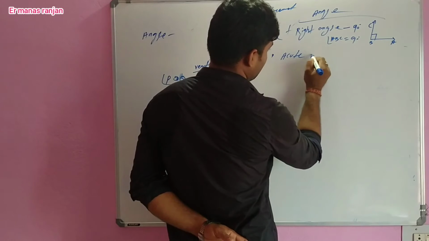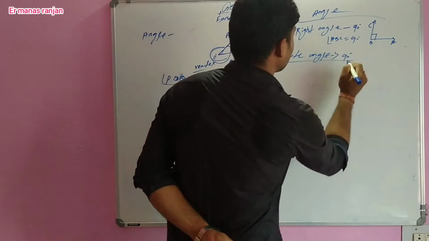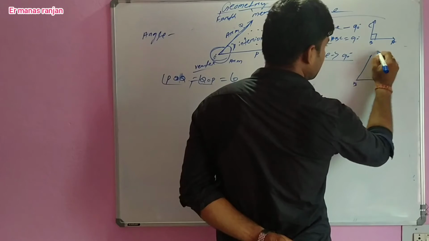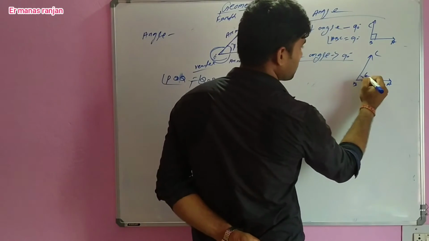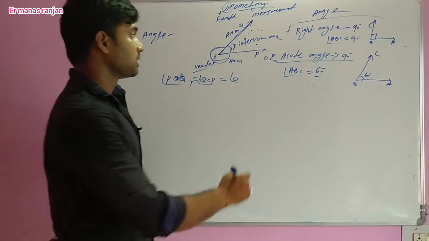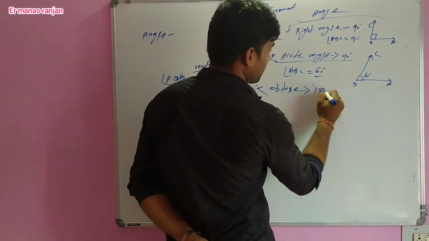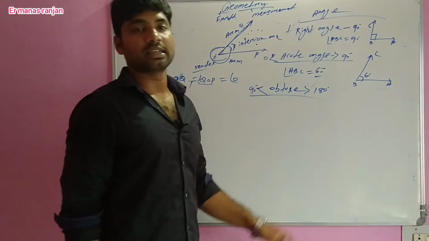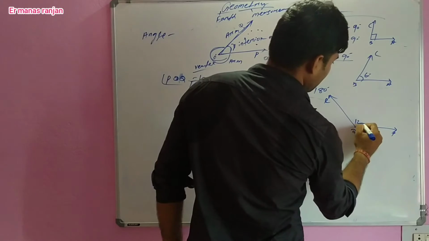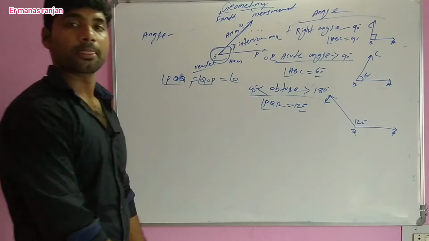Next is the acute angle, which is more than 0 and less than 90 degrees. Suppose angle ABC is 60 degrees, which is more than 0 and less than 90 degrees. Then the obtuse angle, which is more than 90 degrees and less than 180 degrees. Suppose angle PQR is 120 degrees. This is called an obtuse angle.